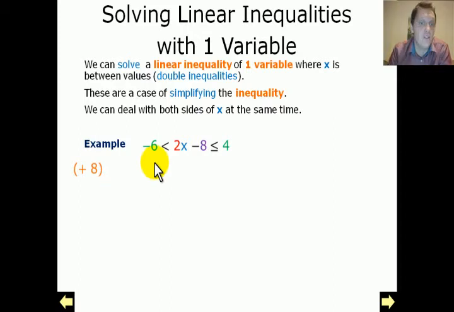So if I add 8 to the middle, I've also got to add 8 to the left hand side and to the right hand side of this inequality. So this will become this long thing here. So minus 6 plus 8 is less than 2x minus 8 plus 8, which is less than or equal to 4 plus 8. And that simplifies to 2 being less than 2x, which is less than or equal to 12.